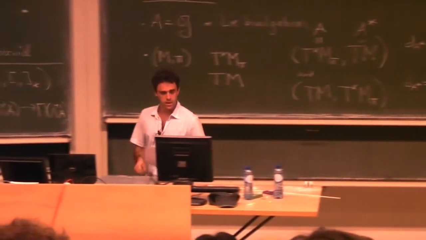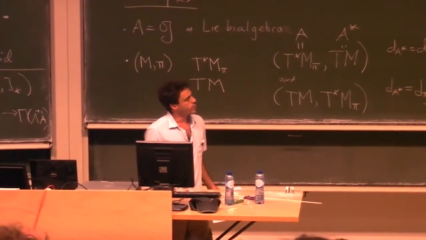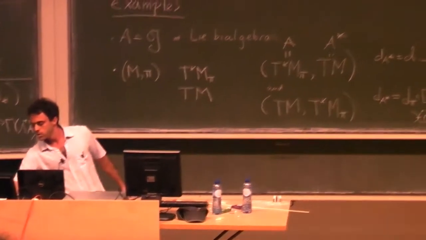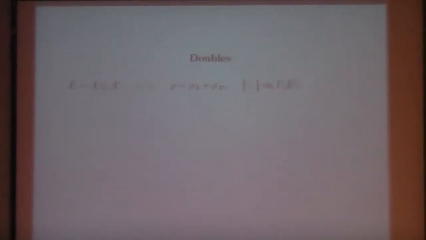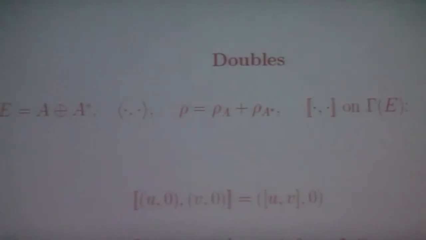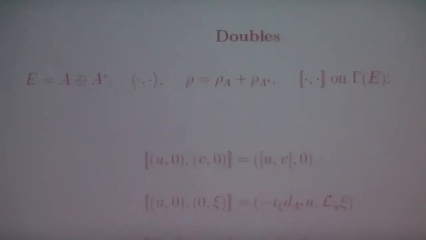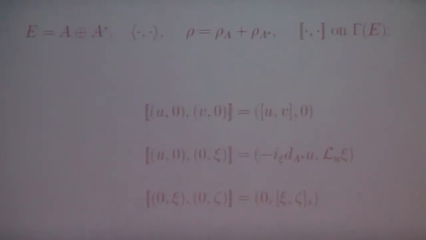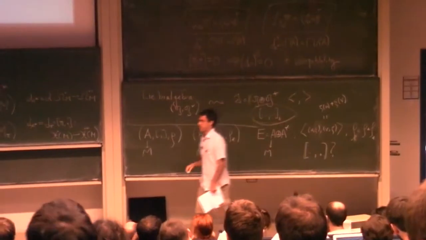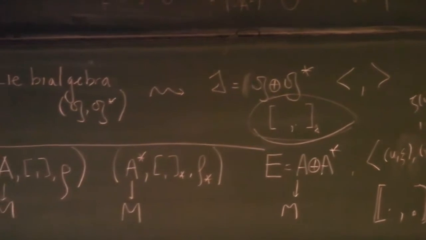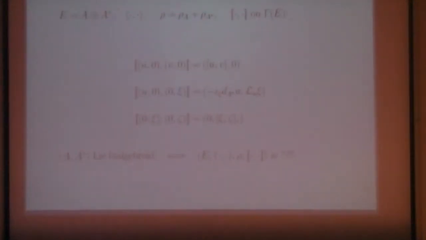So here is a possible bracket. This is a possible bracket that you can write on the direct sum of A and A star. So you write this formula and you see right away, it's very simple to see, that this in fact really generalizes the formula for Lie algebras. Right? There are other ways to write it, but this is one way to write it. A generalization.